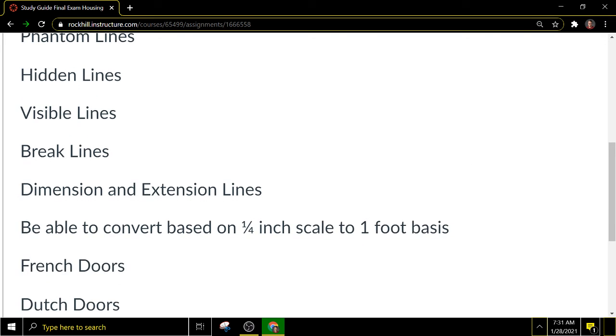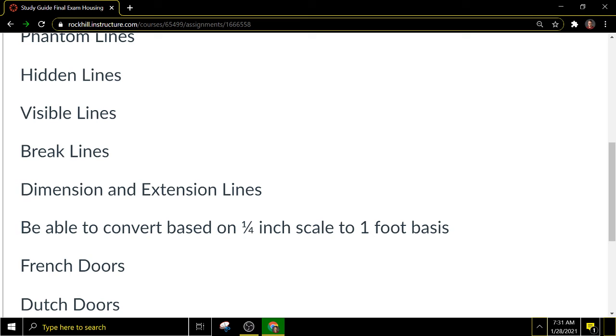Then you have break lines. Break lines are those little dash lines that showcase a continuance of a line that is extended beyond what we normally could see. So, for example, if we don't have enough paper to showcase 7 feet, then we would draw a break line between these two lines to show that it is a continuous line of 7 feet.